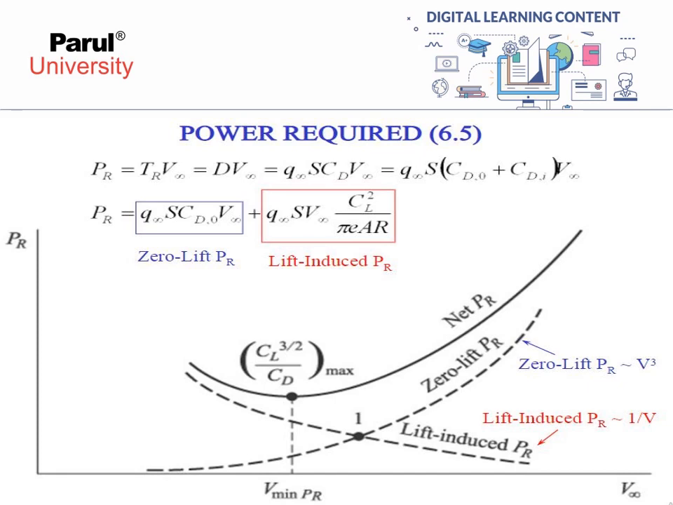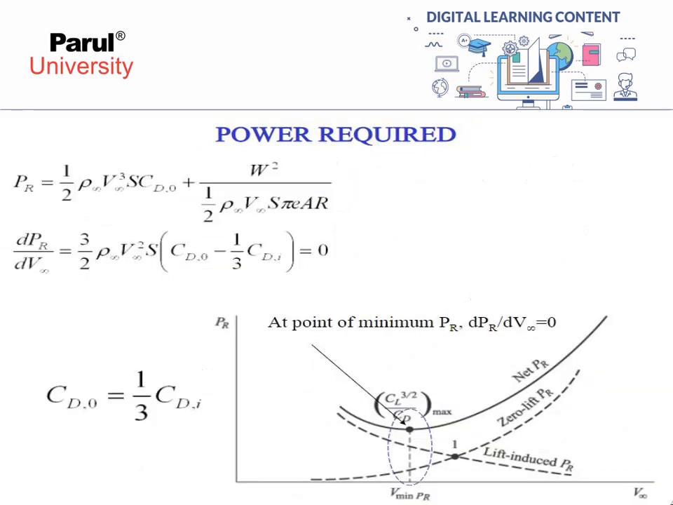What is the aerodynamic condition? It is CL to the power 3 by 2 upon CD maximum, and the corresponding velocity is the velocity for minimum power required. Now the power required is 1 upon 2 rho V infinity cube S into CD naught plus W square upon 1 upon 2 rho V infinity S into pi ER. Now we differentiate dPR by dV infinity with respect to velocity and set it equal to 0, and then we will get the minimum power required conditions.